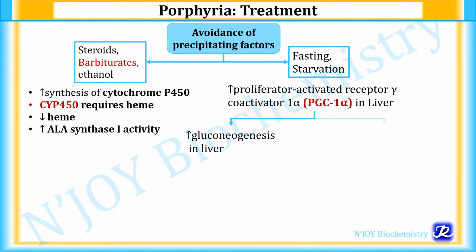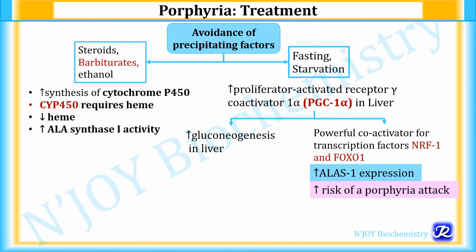But in addition to increased gluconeogenesis, it is also a powerful co-activator for transcription factors like NRF1 and FOXO1. So this is responsible for inducing delta ALA synthase 1 expression, and it further leads to increased risk of porphyria attack, and that's how fasting and starvation precipitate the attack of porphyria. And that's why porphyria treatment includes the infusion of IV glucose. When IV glucose is given, there will be no formation of this PGC1 alpha, which is responsible for formation of new glucose by the process of gluconeogenesis.